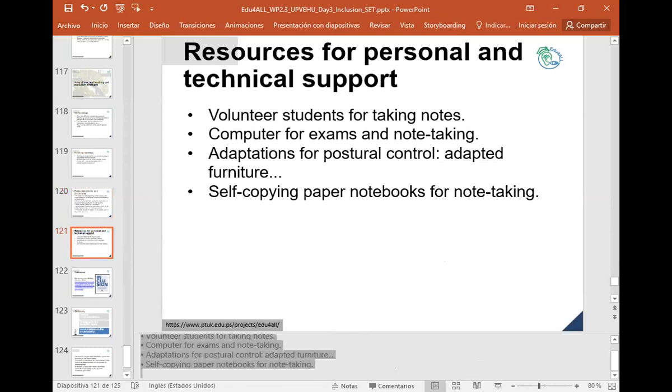And the resources are also similar to the previous conditions, depending on the condition of each student.